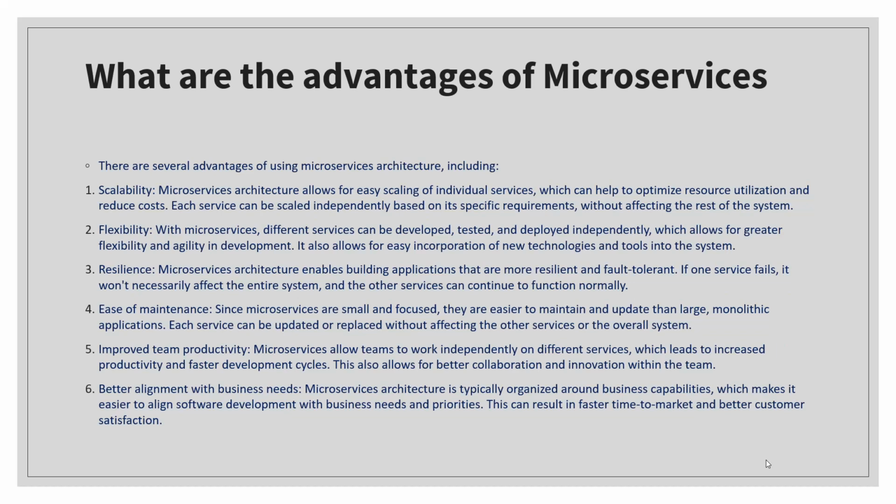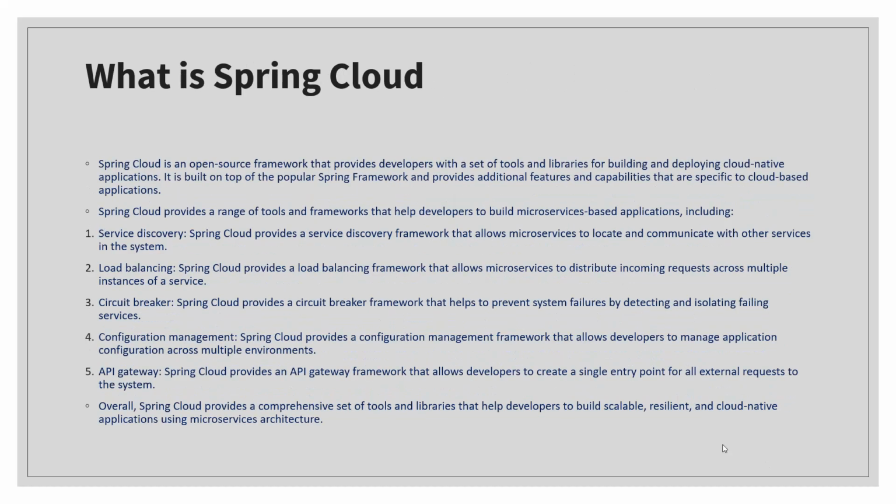Microservices architecture is typically organized around business capabilities, which makes it easier to align software development with business needs and priorities. This can result in faster time to market and better customer satisfaction.